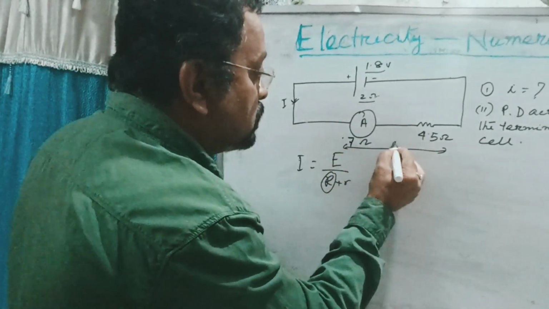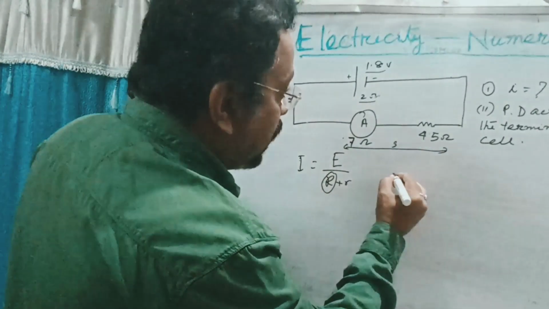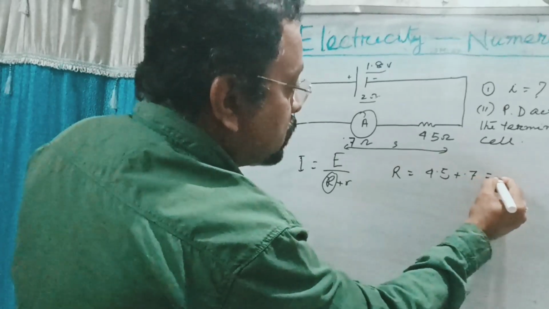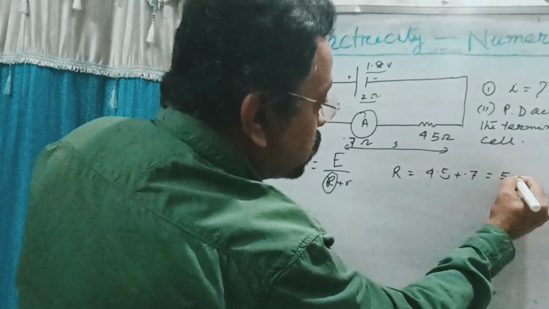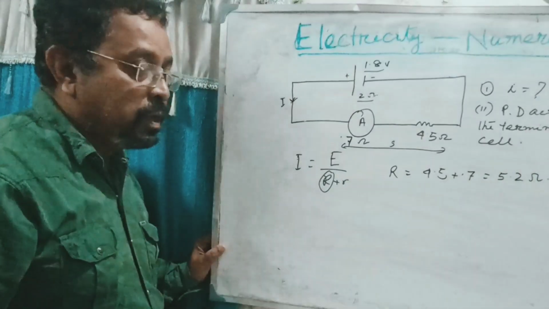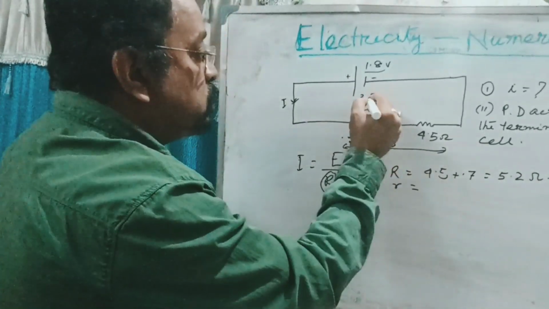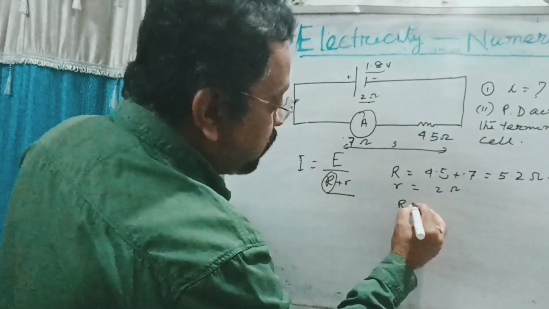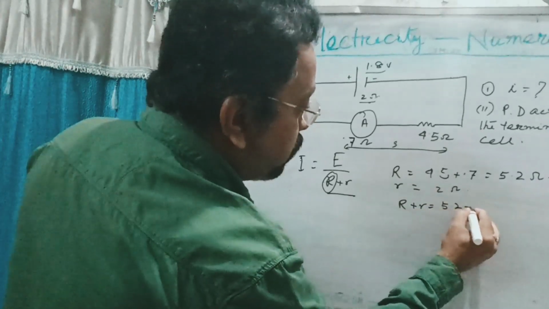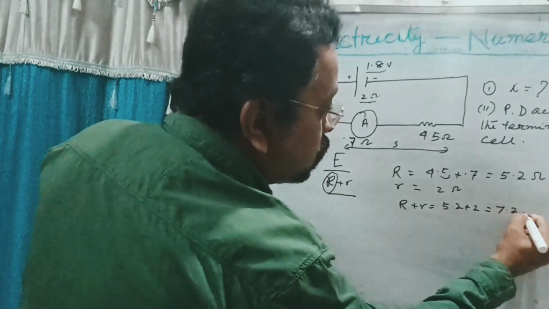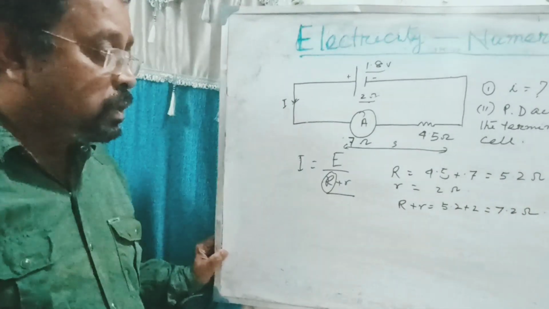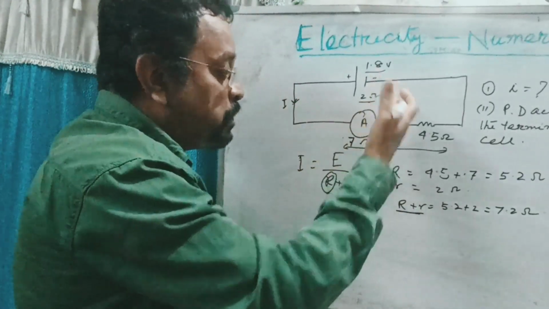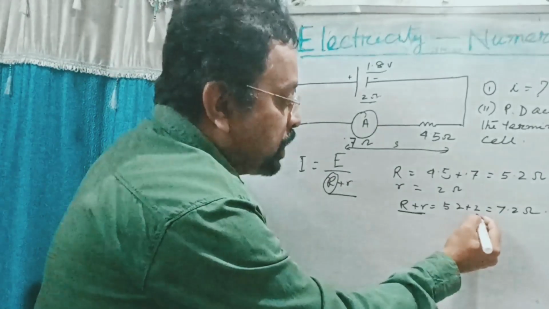This is connected in series connection. So capital R will be equal to my 4.5 plus 0.7. That is equal to how much? 5.2 ohm, capital R. And smaller r, the internal resistance, is how much? 2 ohm. So what is the value of R plus r? R plus r is equal to 5.2 plus 2, that is 7.2 ohm. Clear? So my total resistance, internal plus external, is 5.2 plus 2, that is 7.2.